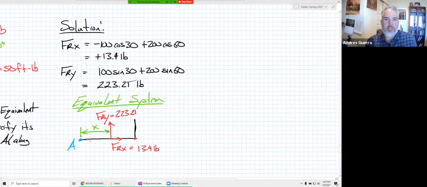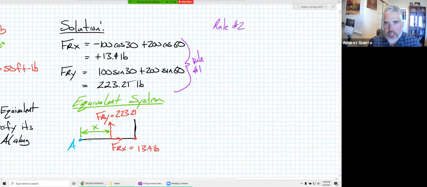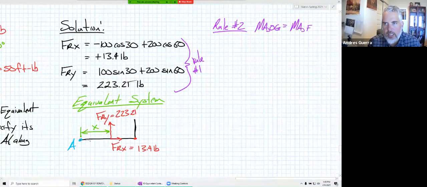So haven't we effectively already done rule 1? Right? This stuff up here, that was our rule number 1. Just adding up the forces. Adding up the X forces, adding up the Y forces, and then we drew the equivalent system. And now we can go into rule number 2, that we're going to have to say, well, the moment about A in the original is equal to the moment about A in the equivalent.